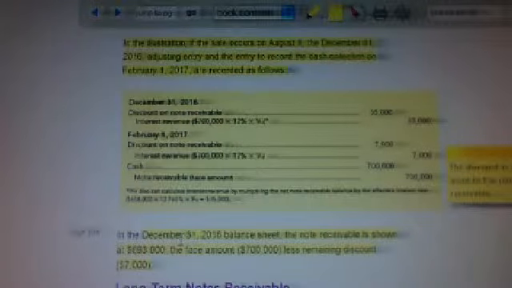And you'll see that in this next statement underneath it on the balance sheet for December 31st, 2016, the note receivable is shown at $693,000, which is the face amount of $700,000 less the remaining discount of $7,000 that got booked to revenue in the first month of 2017.